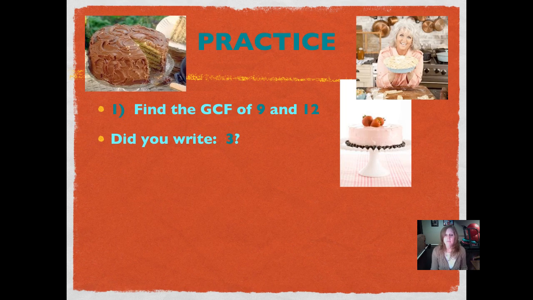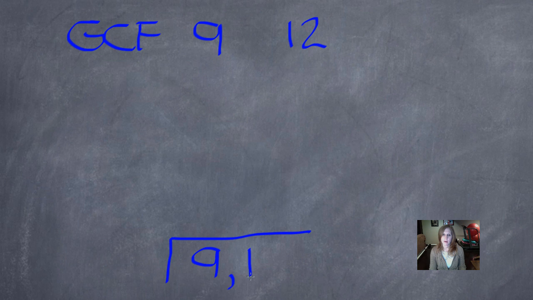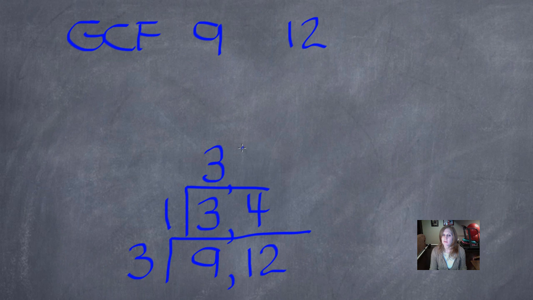Did you write 3? Let's see how we did that. So we're finding the GCF of 9 and 12. So we're going to make our cake. There's our bottom layer, 9, comma, 12. What number will divide evenly into both 9 and 12? 3. 3 goes into 9 3 times. 3 goes into 12 4 times. And now we're making another layer. What number will divide evenly into both 3 and 4? And that would be 1. 1 goes into 3 3 times, and 1 goes into 4 4 times.